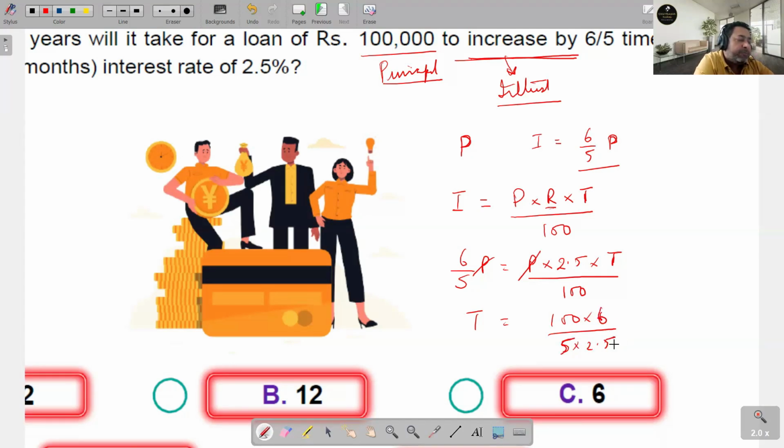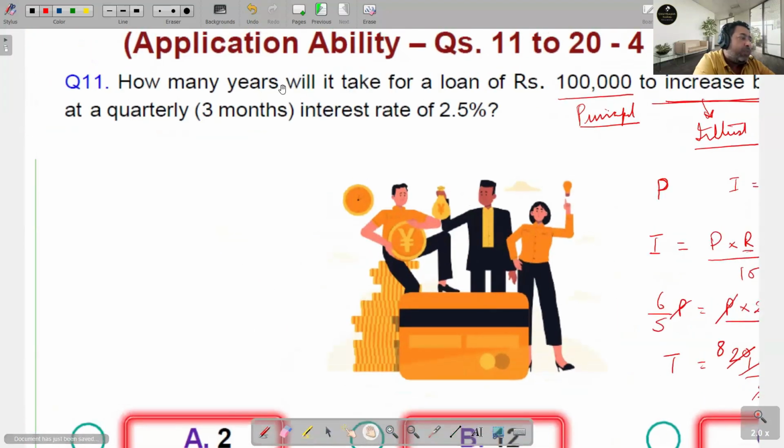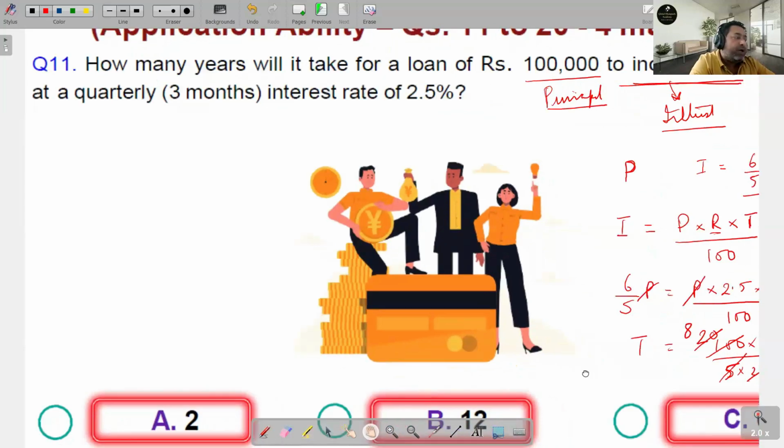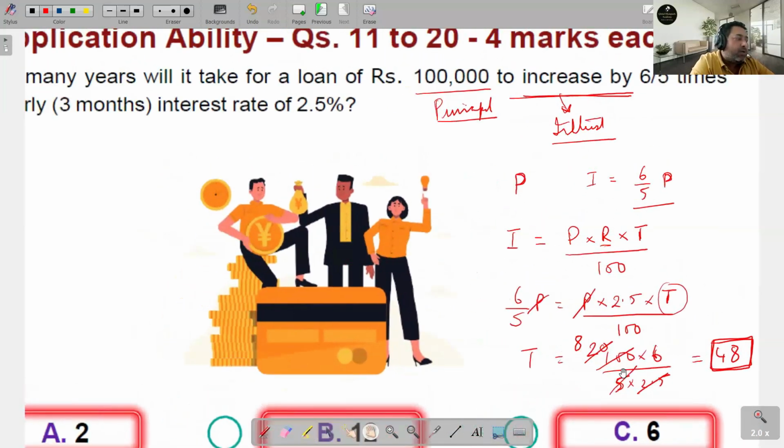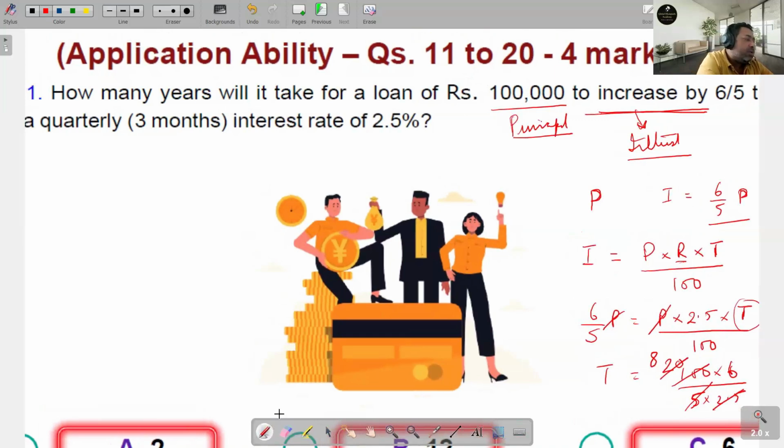5 into 2.5. So the 5 will go in this 20 times. The 2.5 will go in this 8 times, and 8 times 6 is 48. So there will be 48. The tenure will be 48, right? But what is here? It is saying quarterly, 3 months. How many years will it take, right? So this is equal to 48 quarters. It is 48 quarters, because this interest rate is actually for every quarter. So this is 48 quarters.